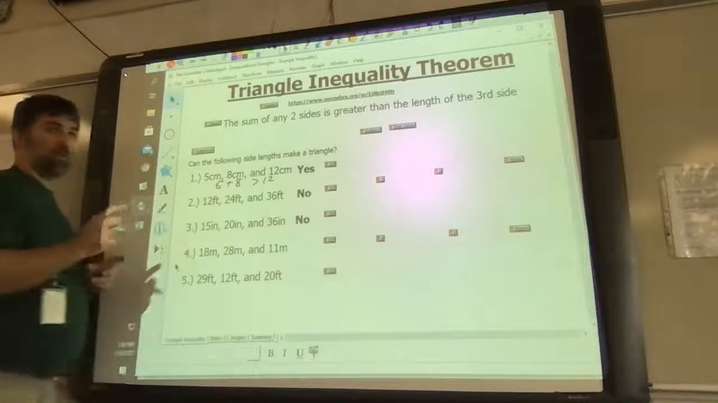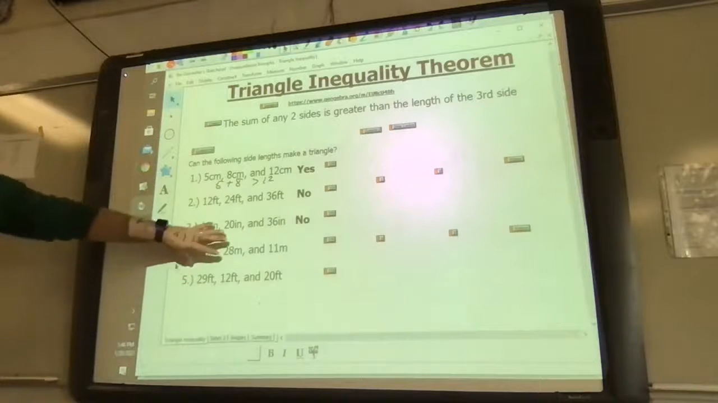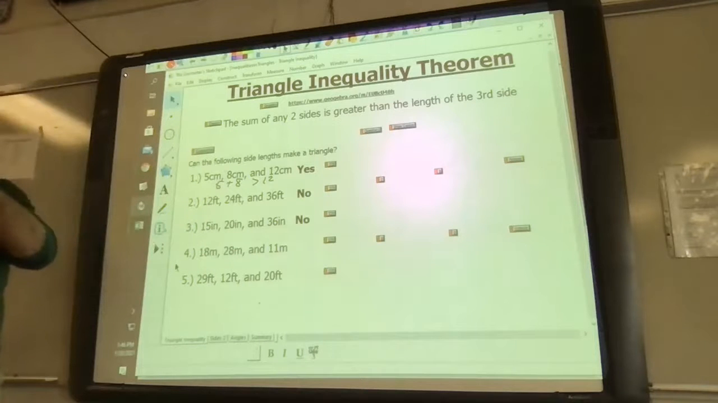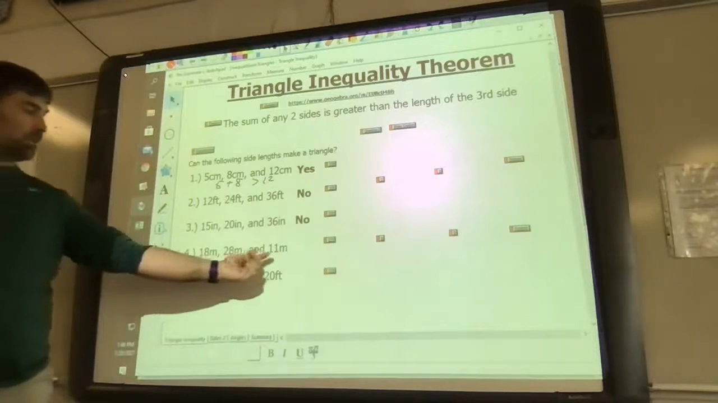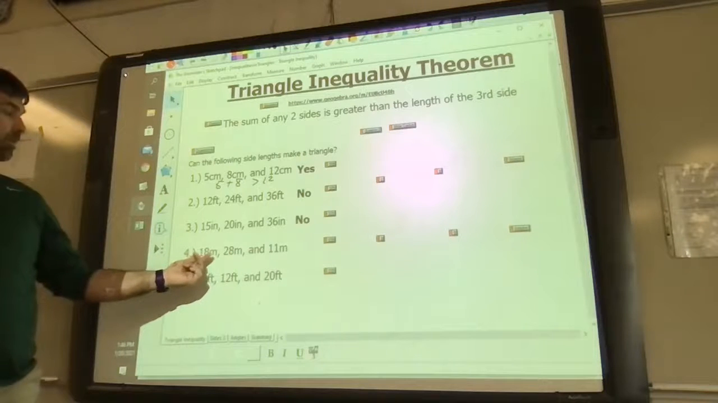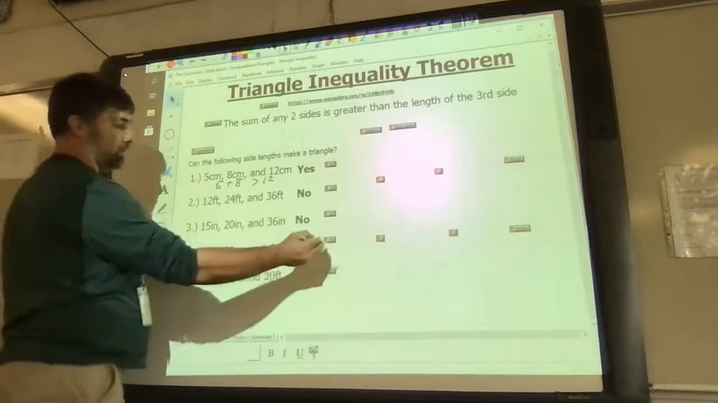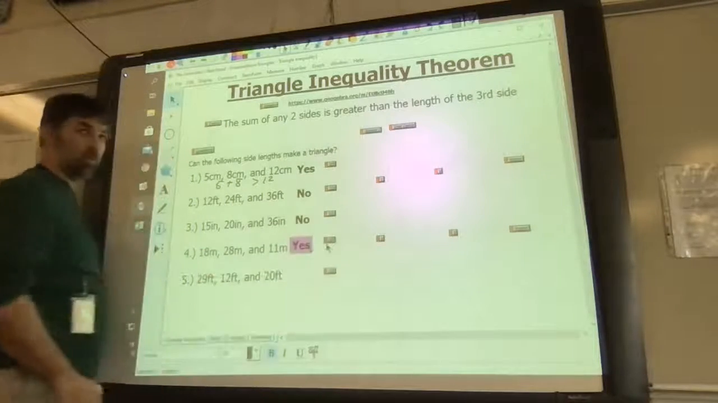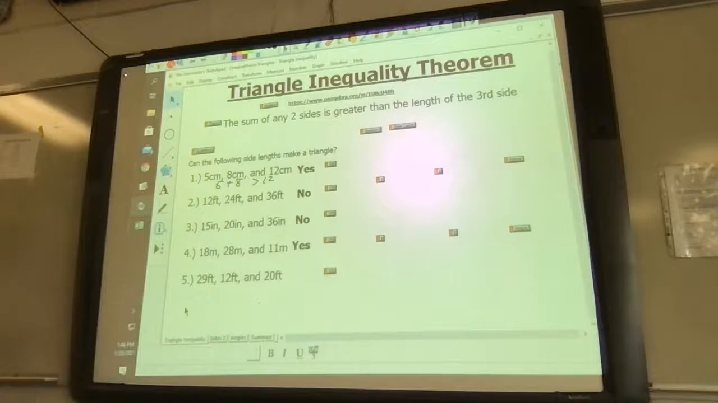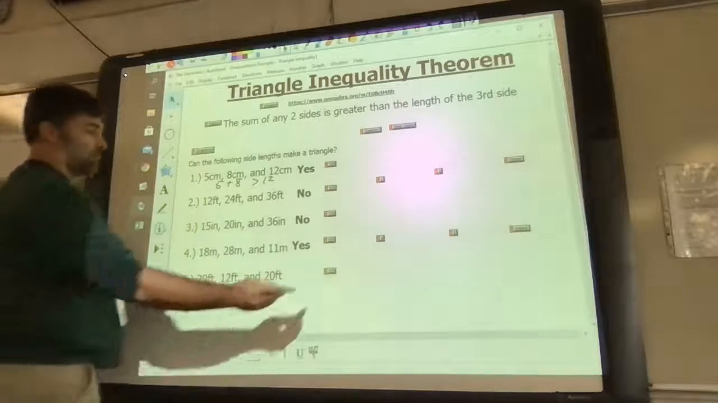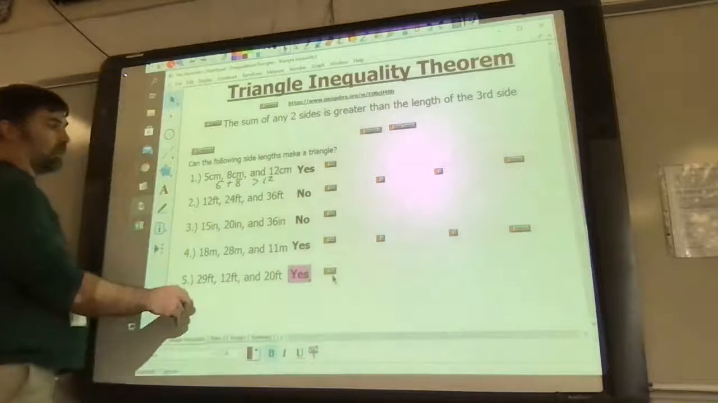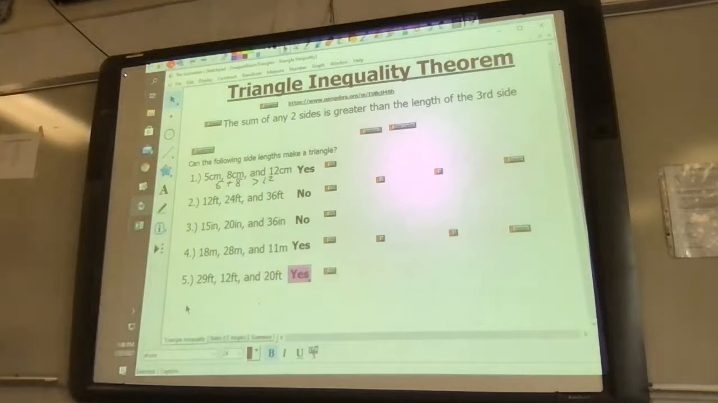All right, now be careful with this. Here's what people tend to do. They tend to go with the first 2. You got to go with the 2 smallest. So the 2 smallest in this case are 18 and 11. 18 plus 11 is 29. 29 is bigger than 28, so yes, that could make a triangle. And the last one, 29, 12, and 20. 12 and 20 are the smallest, right? Adds up to 32, and 32 is bigger than 29. All right, fairly simple.